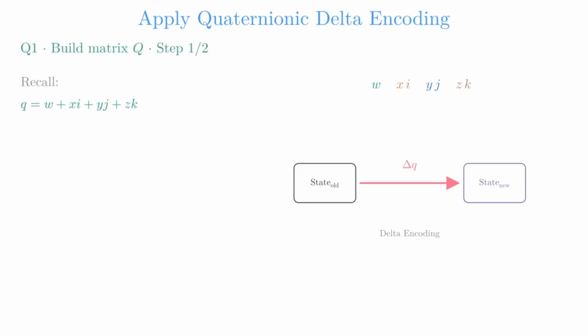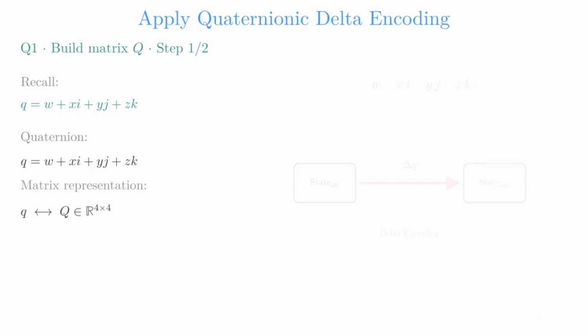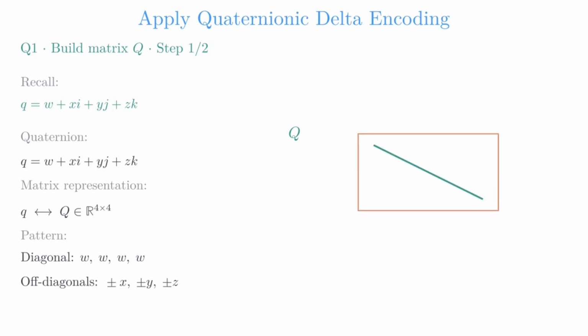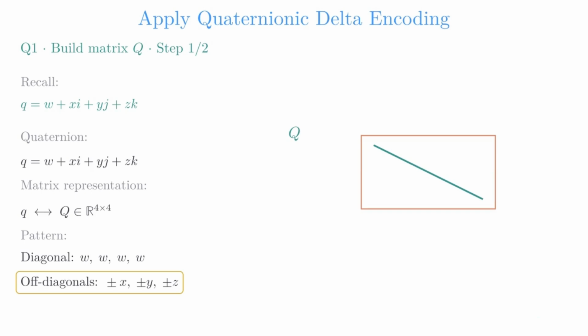Step 1. A quaternion has 4 components, a real part W and 3 imaginary parts X, Y, and Z. Start with the quaternion W plus XI plus YJ plus ZK. Every quaternion corresponds to a 4x4 real matrix. The diagonal entries are all W. The off-diagonal entries are the imaginary parts X, Y, and Z, with carefully chosen signs that encode quaternion multiplication. Now we have a matrix. Let's see how it drives the state update.